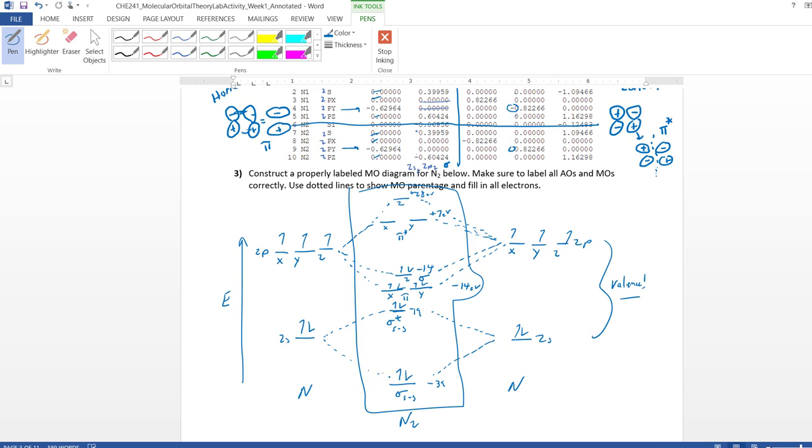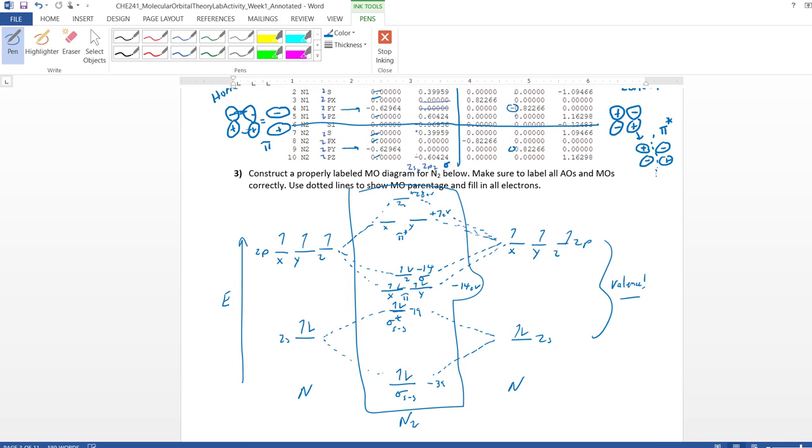And you always fill them from the bottom up. Don't skip, don't jump. Just go ahead and fill from the bottom up. When you have 2 at the same energy, you go 1, 2, 3, 4, and then there you go. Now you can see this is HOMO, HOMO minus 1, HOMO minus 2, HOMO minus 3, HOMO minus 4, just like we saw up above. This is LUMO, LUMO plus 1, LUMO plus 2.